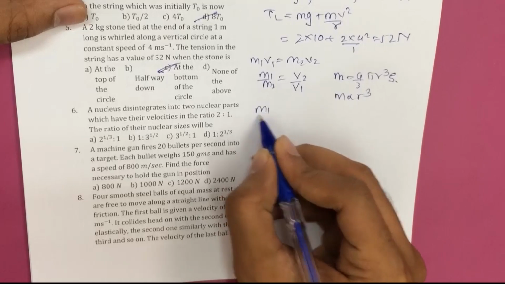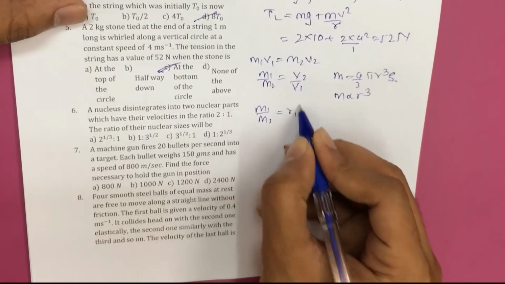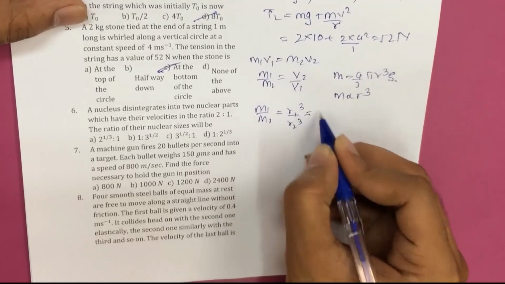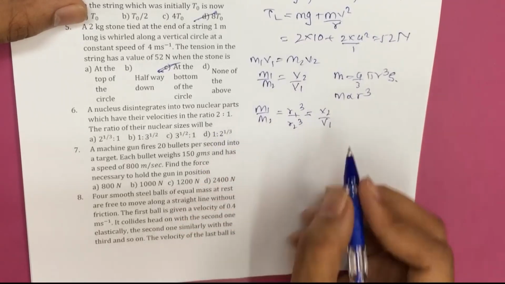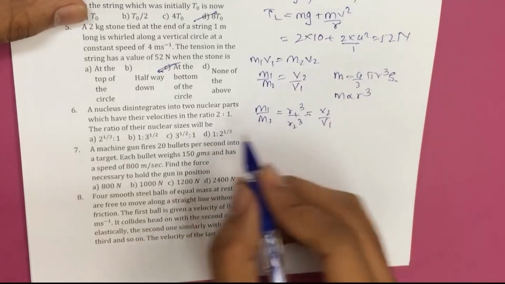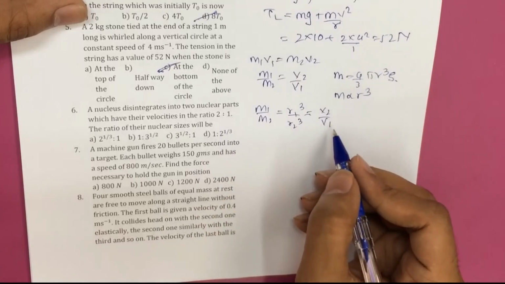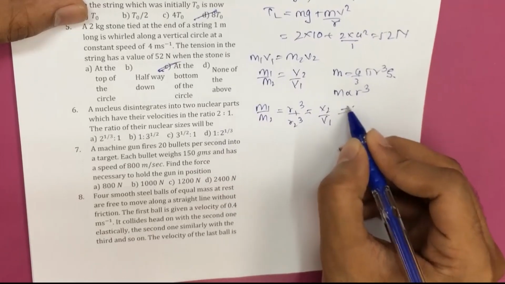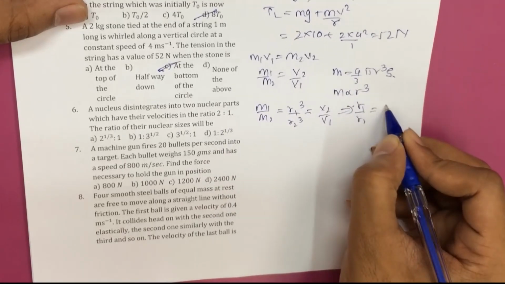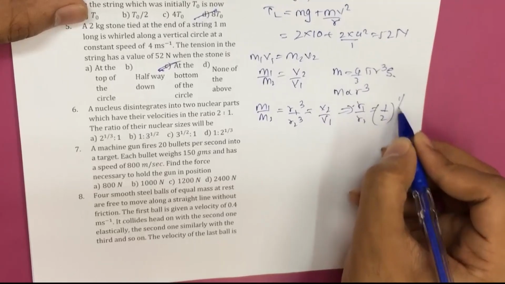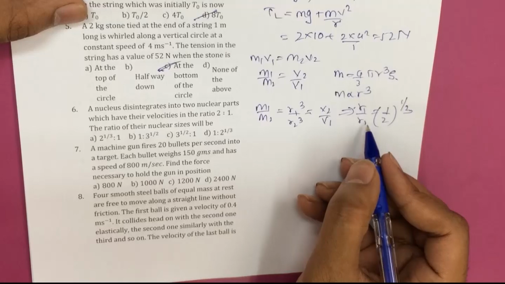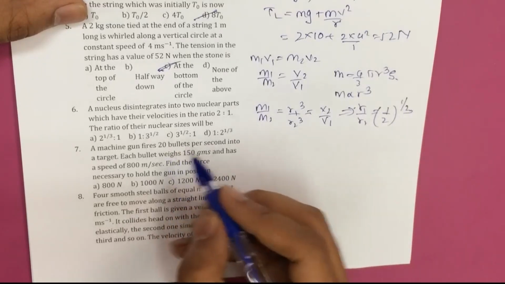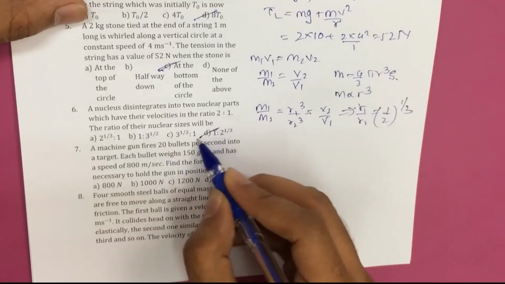So I can say that m1 by m2, which is equal to r1 cube by r2 cube, will be equal to v2 by v1. Now ratio of the velocities are given as, that is v1 by v2 is 2:1. So v2 by v1 will be 1/2. So r1 by r2 will be equal to 1/2 the whole raised to 1/3. So R1 is to R2 will basically be, correct answer, option D.